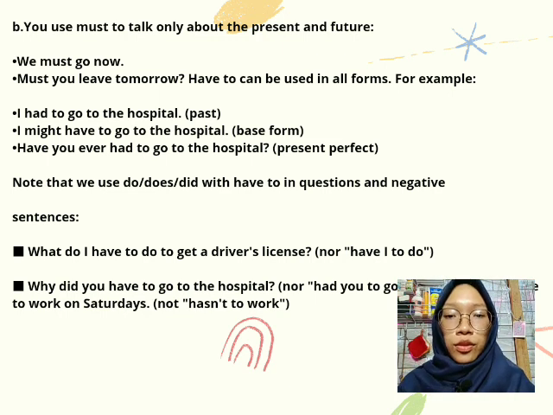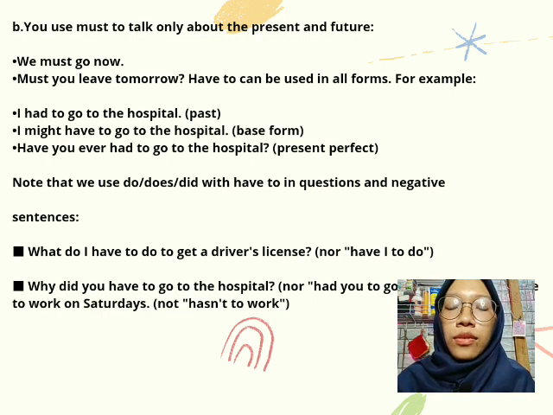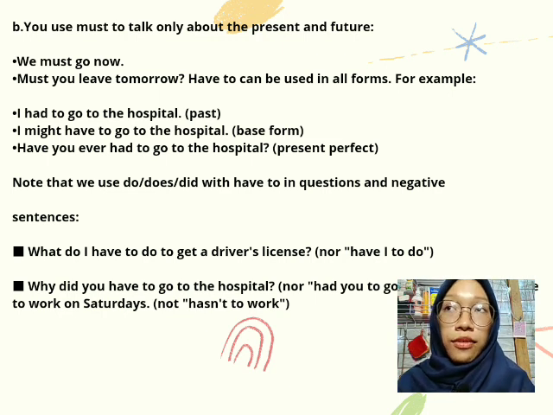Note that we use do or does or did with have to in questions and negative. Did we have to in question and negative sentence? For example, what do I have to do to get a driver license? Why did you have to go to the hospital?